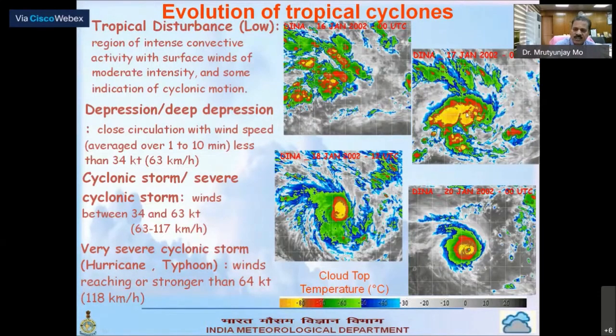Now further concentration of the convective clouds continues and it becomes a cyclone. This is the picture of a cyclone. And further the cyclone also organizes, giving the eye structure, and it becomes a very severe cyclonic storm. So this is the evolution you can see in a satellite picture, how a low pressure area converts into a depression, then into a cyclonic storm, then into a severe cyclonic storm or very severe cyclonic storm.